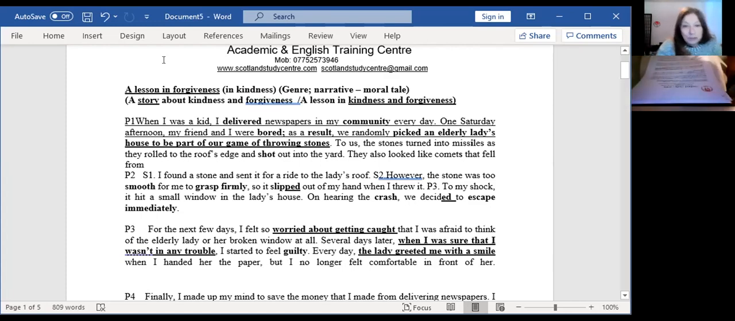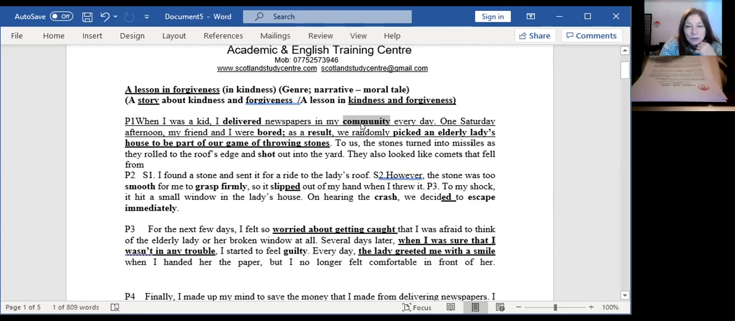Community. Now, a basic principle is that a word only has meaning in its specific context. It has a kind of abstract meaning, but it also has a meaning in that context, right? When I was a kid, I delivered newspapers in my community every day. How would you elicit the meaning of community?